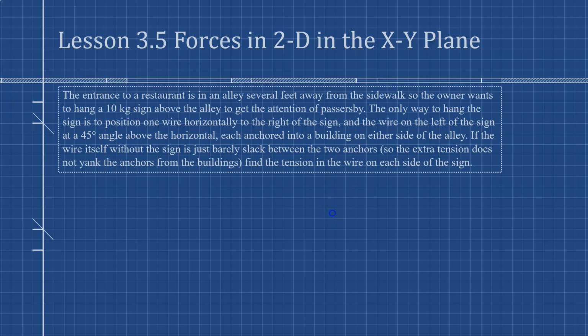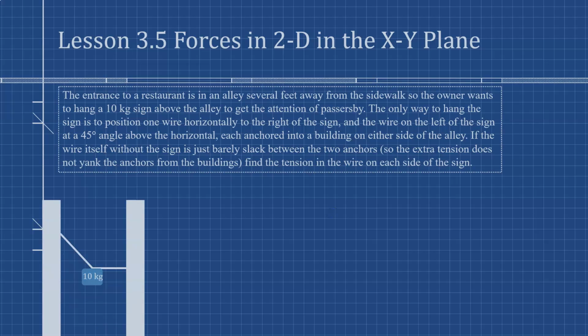So let's see a drawing of what this looks like. Here's a diagram. My 10-kilogram sign is anchored into two different buildings through the wires that are holding it up. One is horizontal, the other is at an angle 45 degrees above the horizontal. And if I were to draw a free body diagram to represent this, I would have to put all of these forces in there. I'd have the weight of the sign pulling downward, one wire's tension pulling upward and to the left, the other wire pulling to the right. There's no other forces acting on this sign.